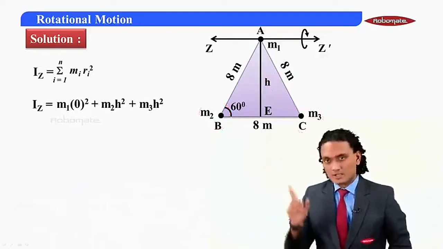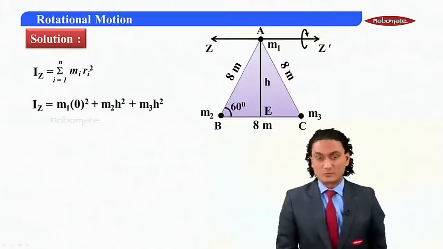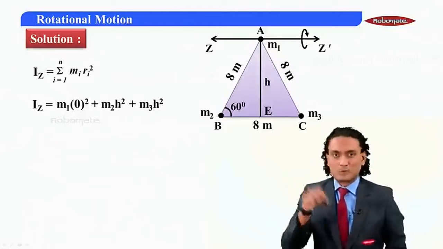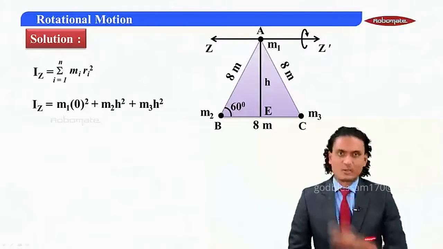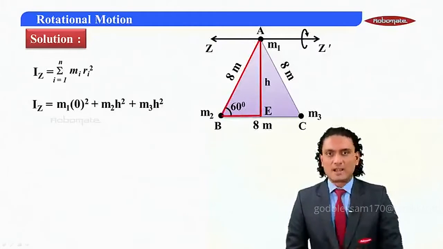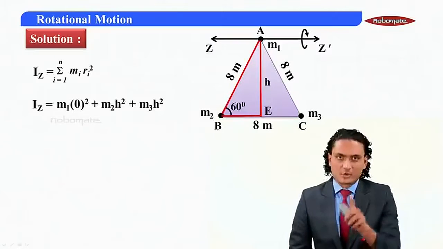Now students, we have the formula. So can we solve? Hold on. We don't know what is H. So first we need to find out what is H. M2 and M3 are given in the question. For finding H, take a look at the diagram. Here you have a right angle triangle. ABE is a right angle triangle. Now we can find out H. AE is your H. So how to find out H?